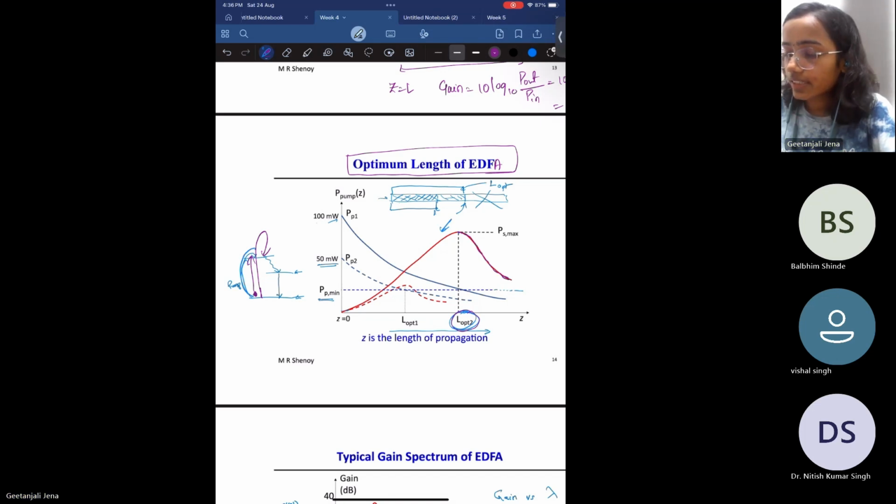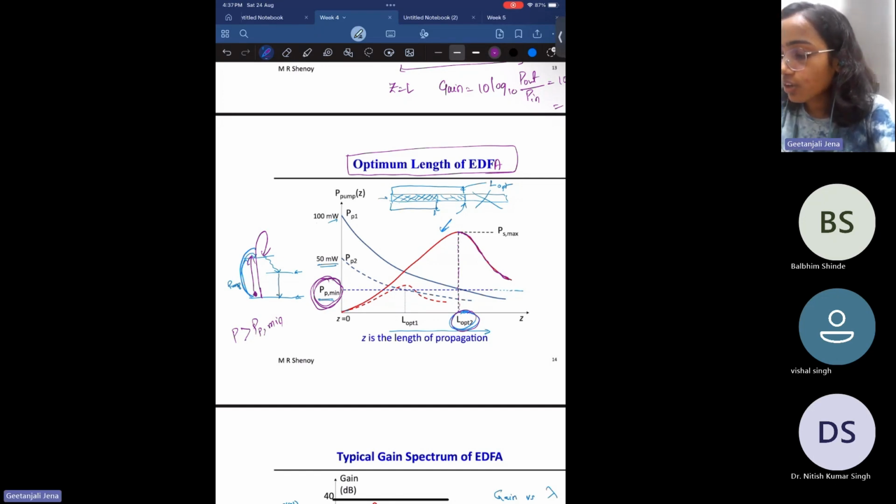Okay, so it will decrease after this length, and the minimum power that is required for this maximum gain is denoted as the threshold pumping power. Okay, so the pump power should be this much. The pump power should be greater than P minimum to achieve the population inversion in the system and to achieve the gain in the system.